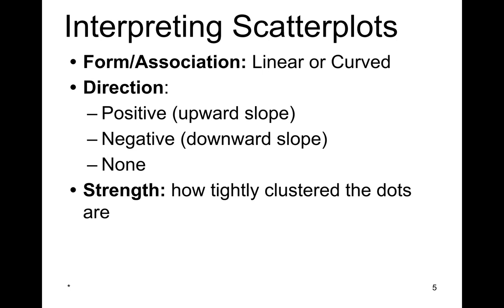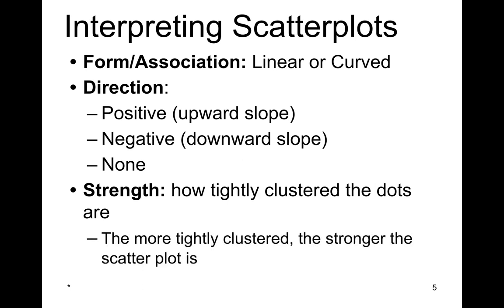The last is the strength of the scatter plot. When we talk about the strength of the scatter plot, we talk about how tightly clustered the dots are. So if the dots are very tightly clustered together, the scatter plot will be considered strong. Whereas if they're not tightly clustered, if they're spread out more, then we would consider that a weak scatter plot.